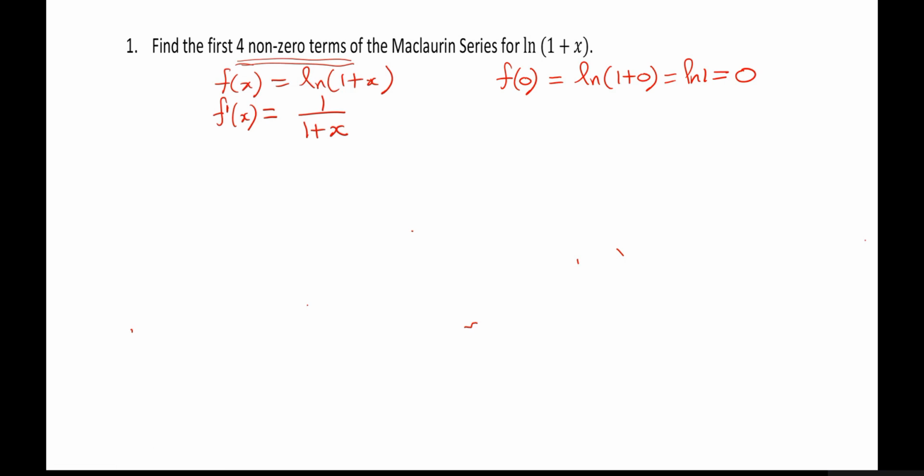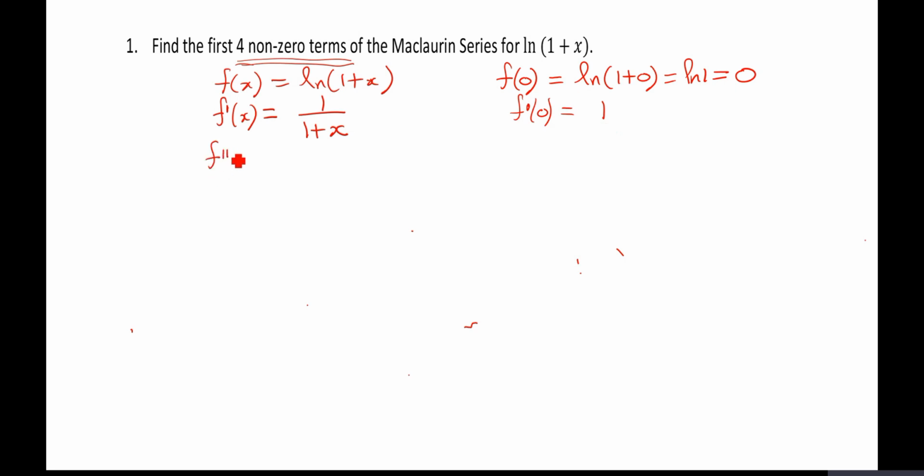Now, let's start again. Find the first 4 non-zero terms of the Maclaurin series for ln of 1 plus x. So f of x is equal to ln of 1 plus x. First derivative 1 over 1 plus x. Yeah, that's going to be easy. First derivative at 0. Wherever I see that, I can work that out. 1 over 1 plus 0, that gives me 1.